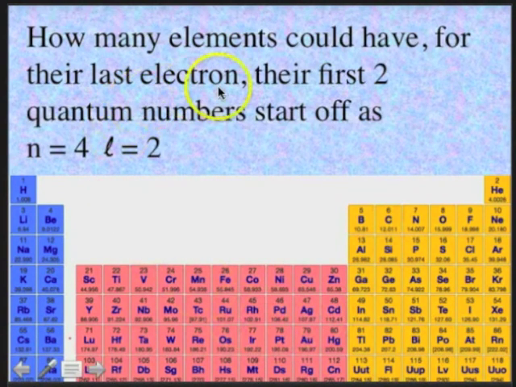How many elements could have, for their last electron, their first 2 quantum numbers starting off as n equals 4, l equals 2? Well, n equals 4, l equals 2 is a 4d orbital. This is 3d, this is 4d, and there are altogether 10 elements that share those first 2 quantum numbers, n equals 4, l equals 2, or 4d.